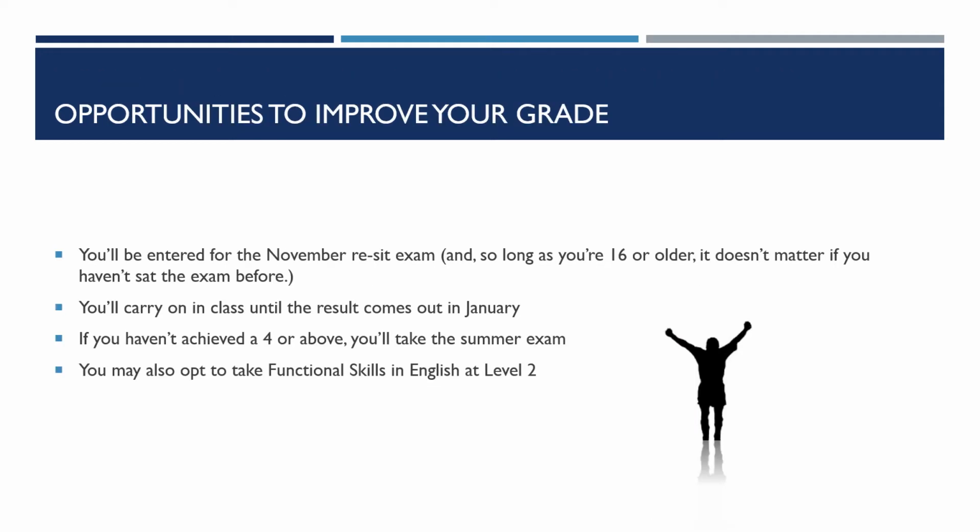So to maximise your chances, we give you more than one opportunity to actually sit that GCSE exam. You'll be entered for the November resit exam, and as long as you're 16 or older, it doesn't matter if you haven't sat the exam before, you can do the November resit. You then carry on in class until the result comes out in January, and if you haven't achieved a 4 or above, you'll then carry on in lessons until the summer exam. If you have achieved a 4 at that point, then your English is finished and you can leave the course at that stage. And then for some students, you might also opt to take functional skills at level 2. So that's yet another chance to get a level 2 qualification in English.